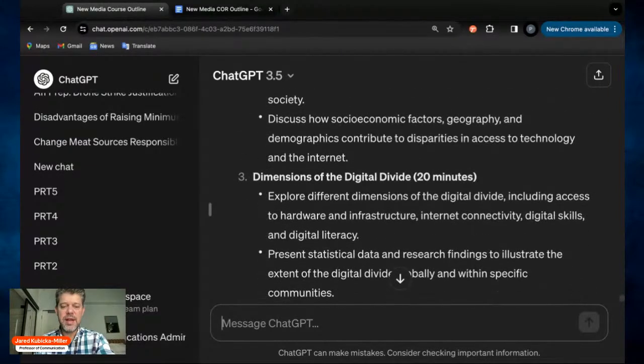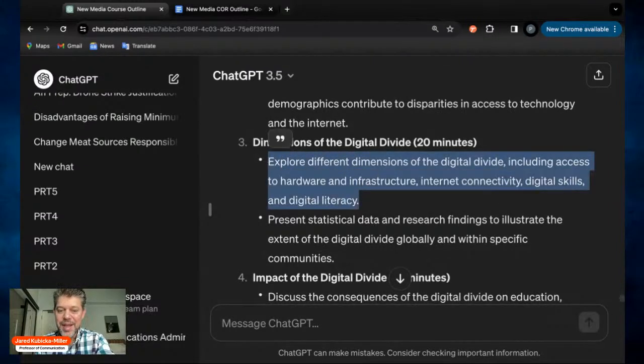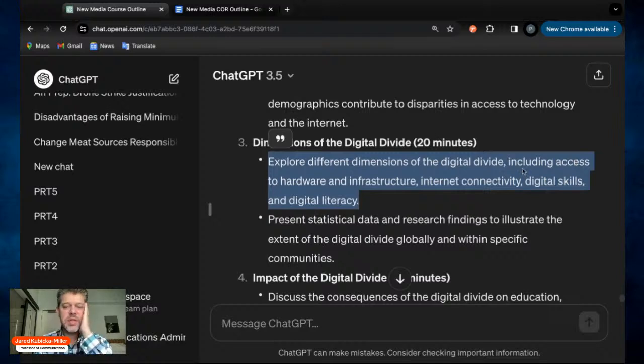Defining the digital divide, dimensions of the digital divide. Okay, explore different dimensions, including access to hardware, infrastructure, and internet connectivity. Present statistical data. So there's a lot of talk about access. When I was going to these panels, there was a discussion about use disparities, and that interested me a lot.